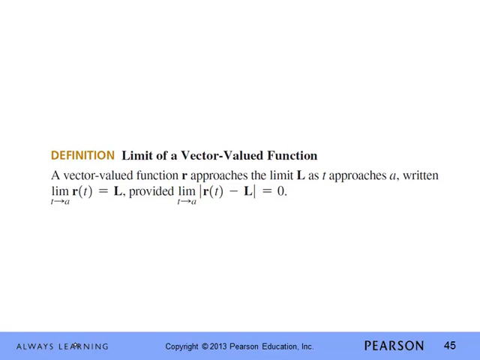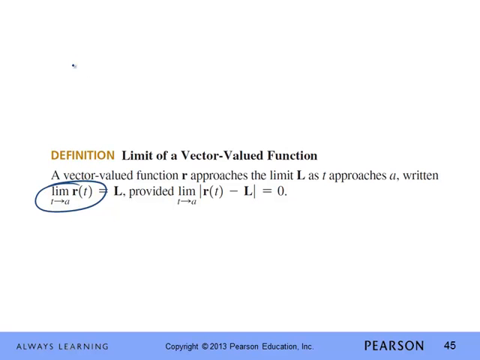Like I said, your r function, meaning your vector valued function, it's a function. So everything that we've done with our normal scalar functions, we also can do with our vector valued functions. And that includes limits. And when we take the limit of a vector valued function as t approaches some number, we're taking the limit of each of the individual components.